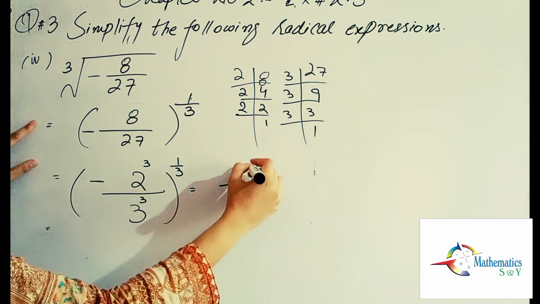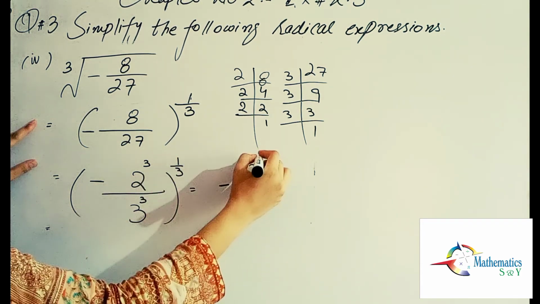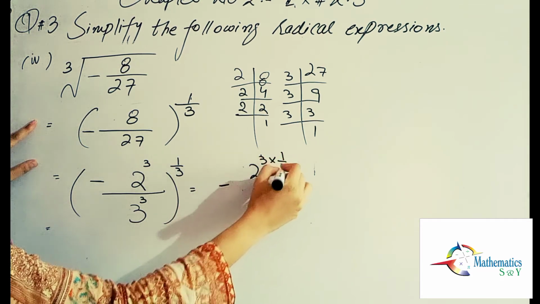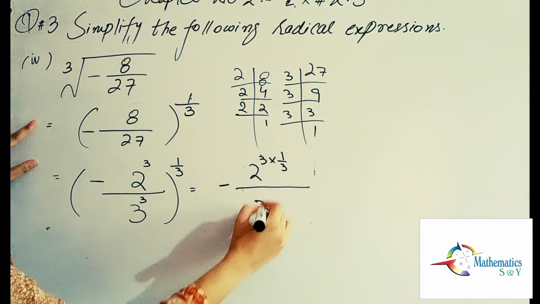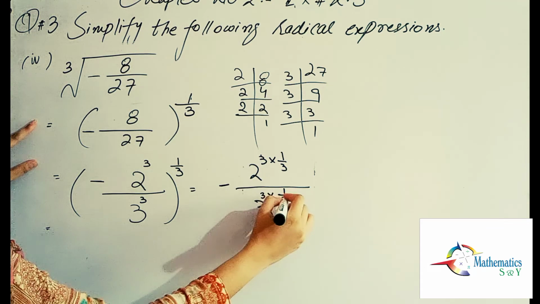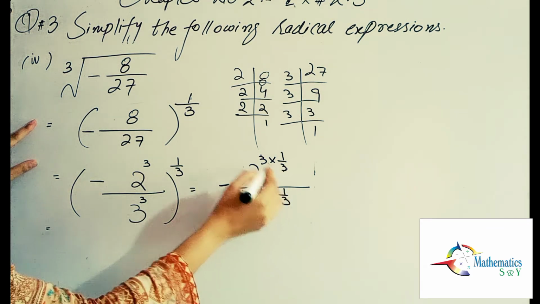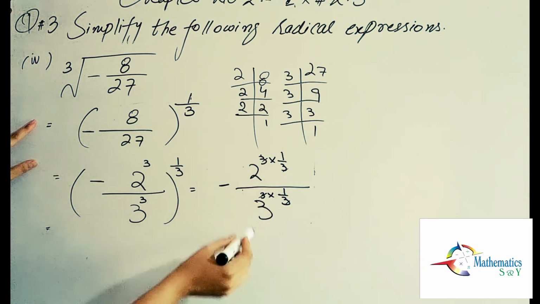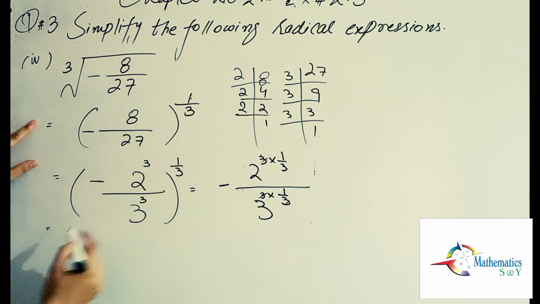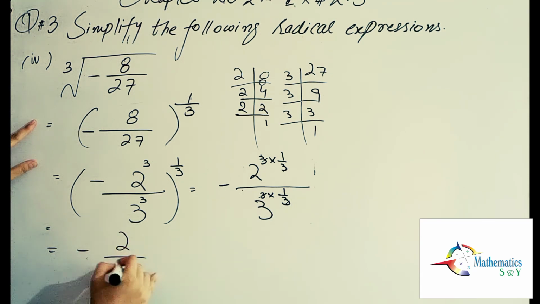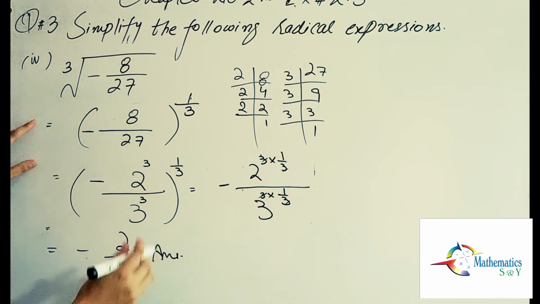Minus I will write as it is. Numerator 2 raised to power 3 multiply 1 by 3. In the denominator 3 raised to power 3 multiply 1 by 3. Here you can see that this 3 is cancelled by 3. So this is 2 by 3 and minus is already here, minus 2 by 3. So this is the simplified form of this given expression.